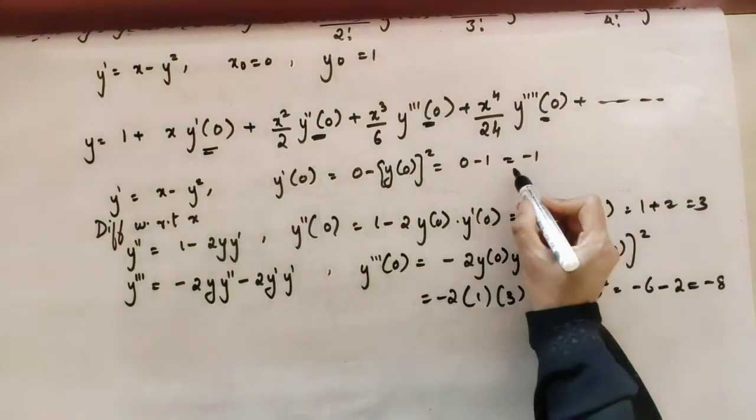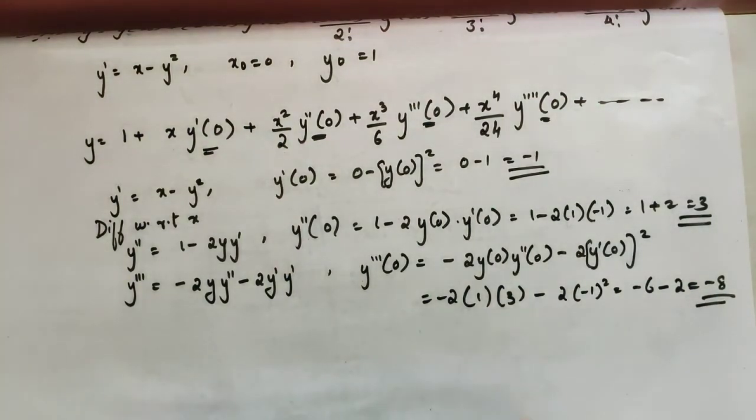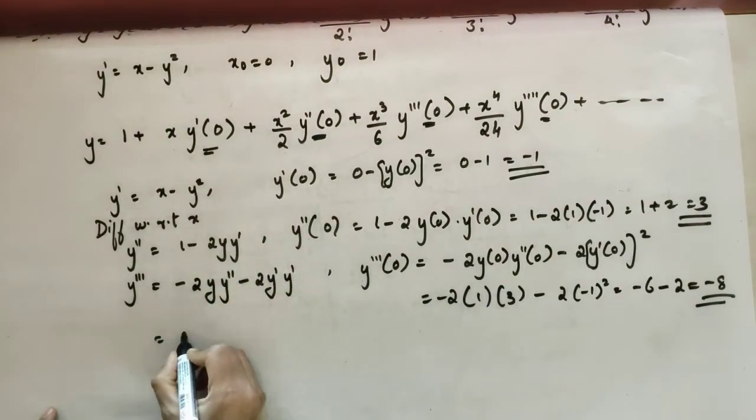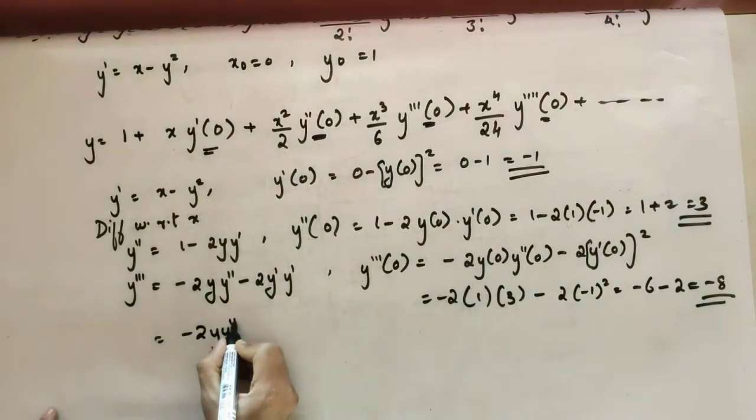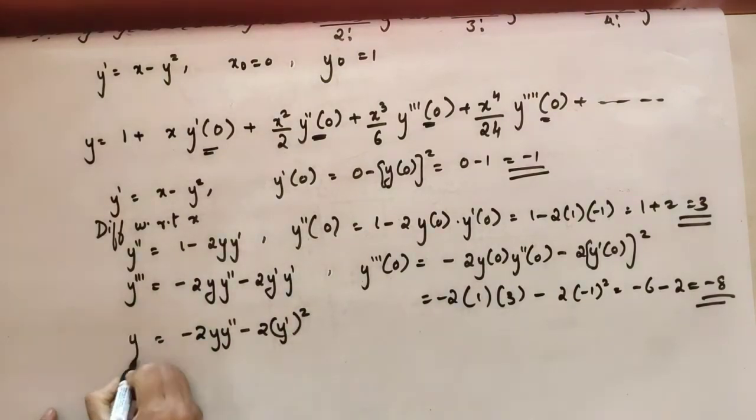I will just mark all the important values so that you do not get confused. So these are the 3 values we have got. Now I'll simplify this further. It is minus 2 times y y double dash minus 2 times y dash square you have got. Okay. Now this is your y triple dash.